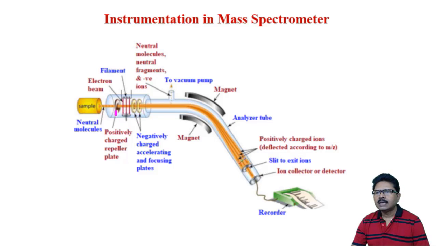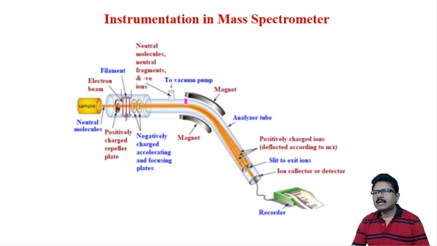For that, three plates are there: at the left hand side one plate and at the right hand side two plates. The left hand side plate is termed the positively charged repeller plate, and the right hand side two plates are the negatively charged accelerating and focusing plates. As the left hand side plate is positively charged, it will repel the positive ions in the rightward direction. And the negatively charged accelerating and focusing plates will attract the positive ions, so the positive ions will be accelerated in the rightward direction.